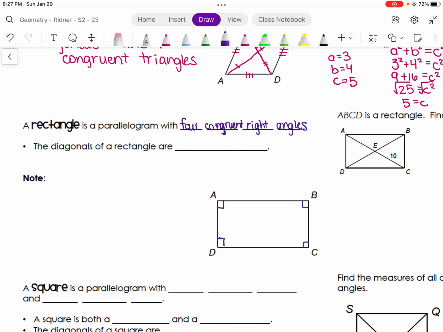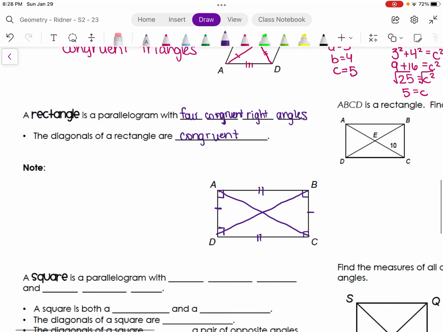Okay. The diagonals of the rectangle are also congruent. So that means that this line that I just drew is the same length as this line. And then I think we all know this, but just making sure, this side is congruent to that side in a rectangle, and this side are the same in a rectangle. If you've ever found perimeter, you know that.